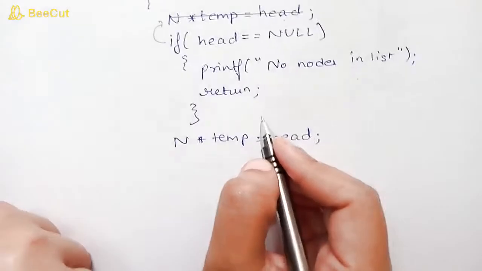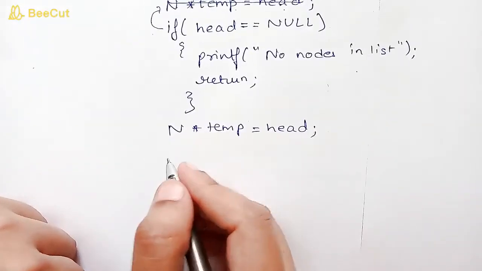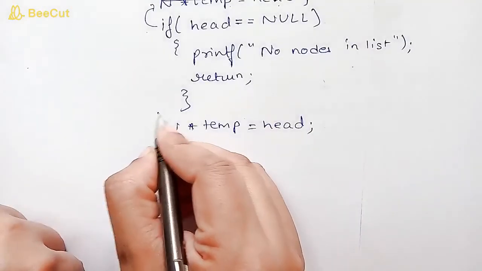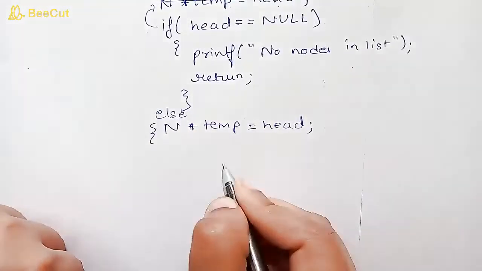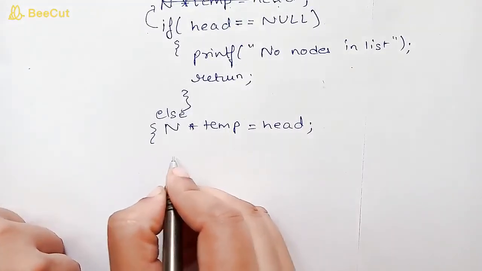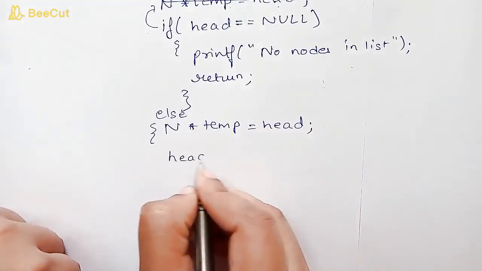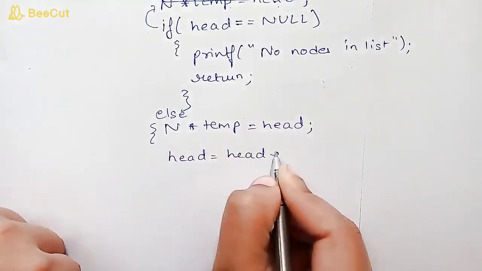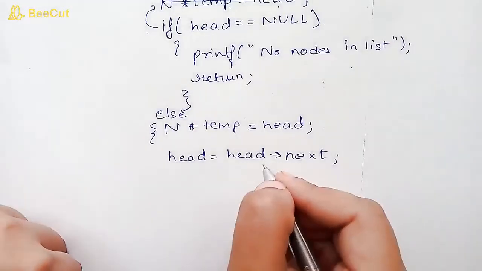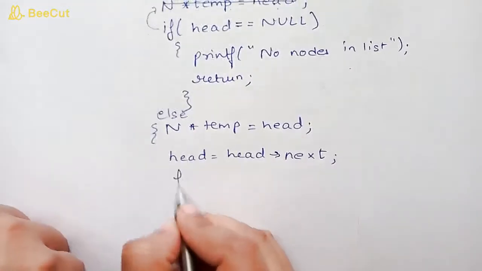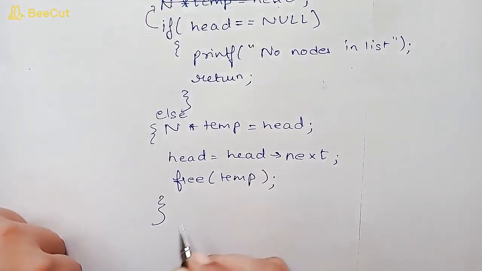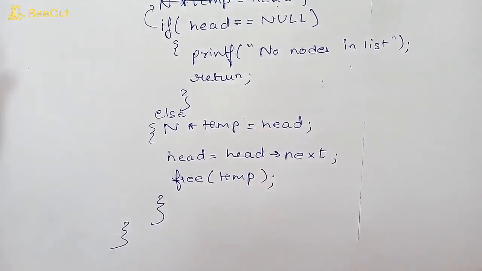And after that, else: temp equals head and head equals head next. That means the node which is containing the data value 20, now the head will point to that particular node, and I can simply write free temp. So this will be the code for circular linked list deletion from the beginning.